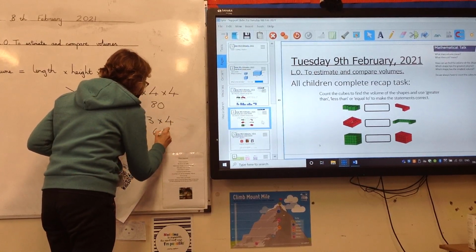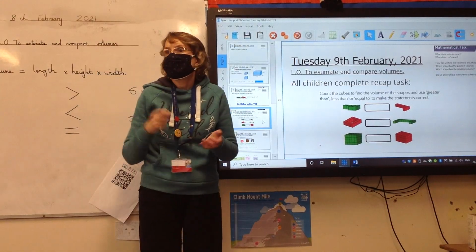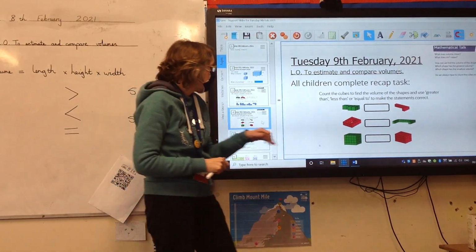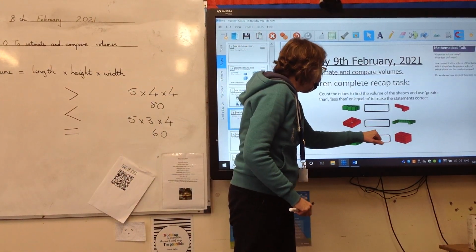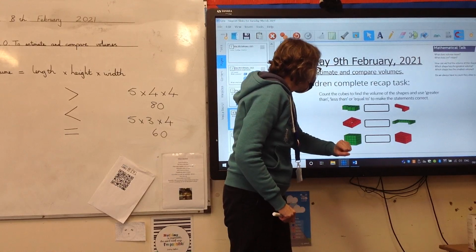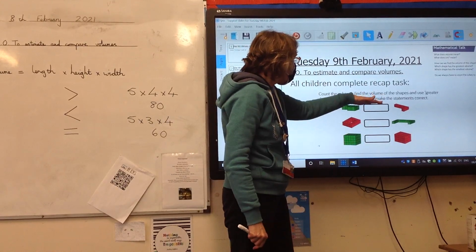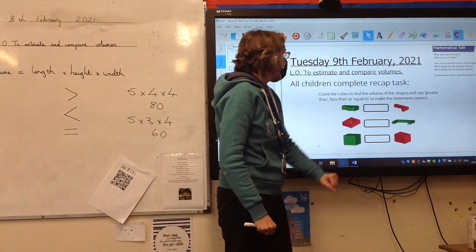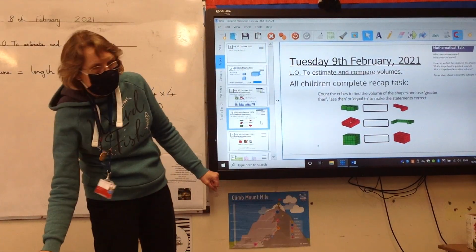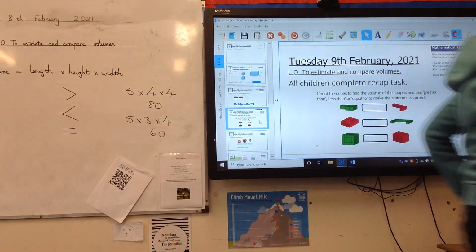60. So what sign would you put in there? Greater. Greater than. So that one is greater than. So we've got less than, equals, greater than. Good. Let's just change the slide and look at the next one.